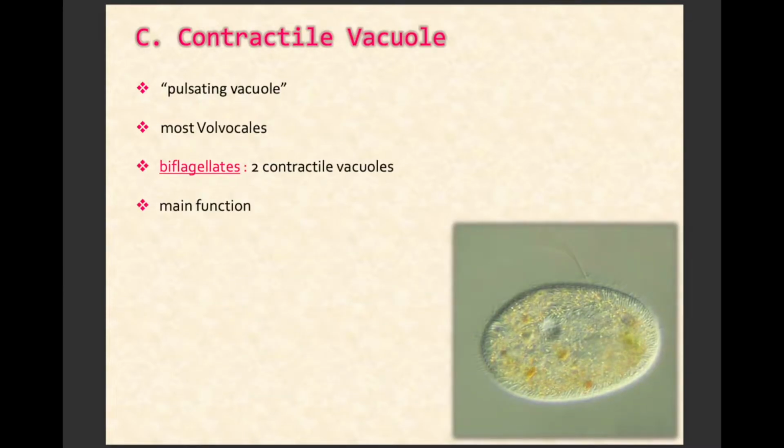So in terms of the contractile vacuole, we have what we call a pulsating vacuole. And these are found in most of the Volvocales group, in most of the Volvocine group. So yeah, we have your pulsating vacuole. What does this vacuole, or your contractile vacuole, do? The main function of this is again for osmoregulation.